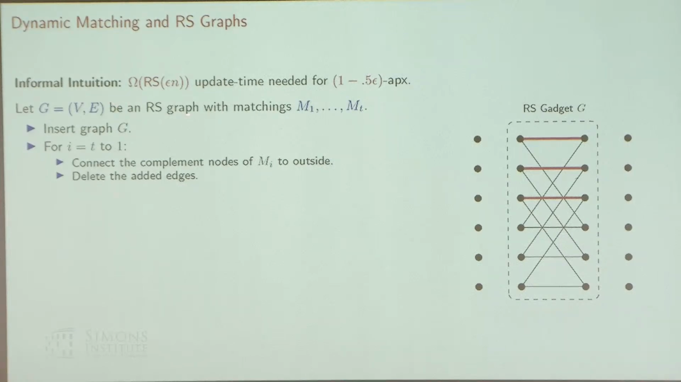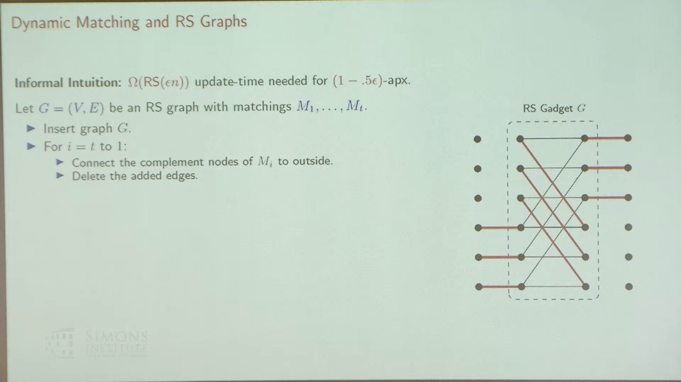The adversary goes over the induced matchings M1 through MT of the RS graph one by one. Whenever it reaches matching Mi, it connects the vertices not matched by Mi to outside. Then in this graph, you have to include all these edges in the maximum matching. The problem really is finding this induced matching Mi. Then we delete these added edges, we move on to the next induced matching, and we add the complement edges for that matching. This is the update sequence.